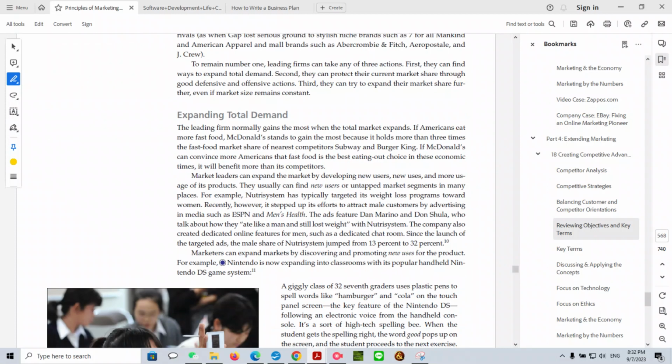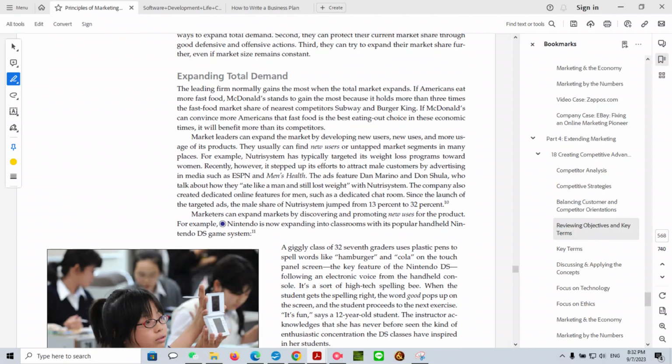In terms of expanding total demand, the leading firm normally gains the most when the total market expands. If Americans eat more fast food, McDonald's stands to gain the most because it holds more than 3 times the fast food market share of competitors such as Subway and Burger King. If McDonald's can convince more Americans that fast food is the best eating out choice in these economic times, and by the way, consider that this was published in 2012, when they were coming out of a bad economy, it'll benefit more than its competitors.